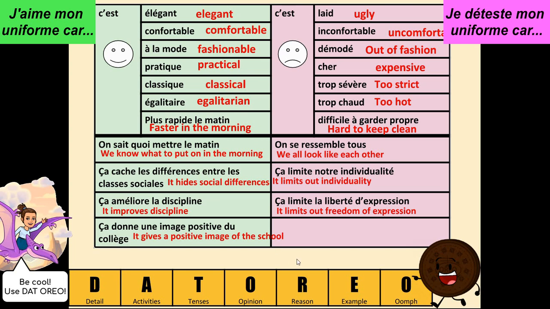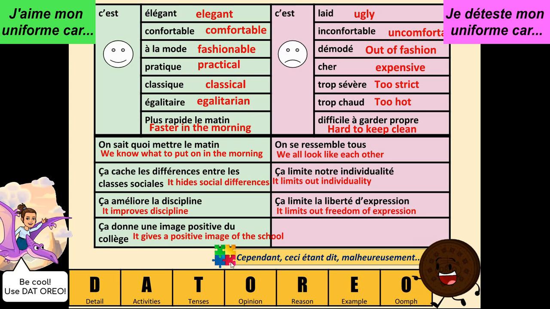Something else I'd like you to consider as part of talking about uniforms is not just to say only positive or only negative things, but to use a connective that would be introducing an opposite idea. For example, let's say that I hate my uniform. I could say, je déteste mon uniforme, c'est laid et cher et on se ressemble tous. But surely there's at least one thing here that you could say, yeah, I kind of agree with that.